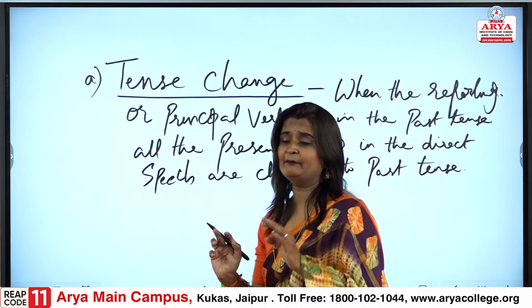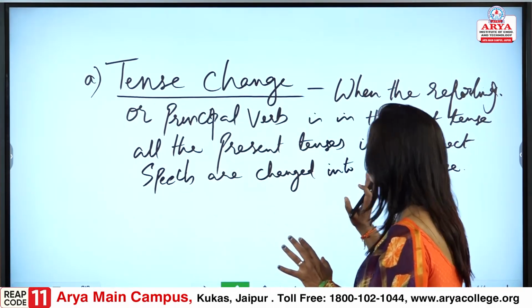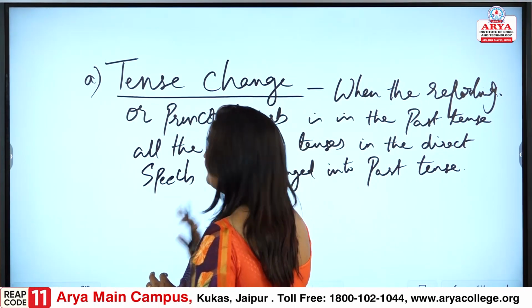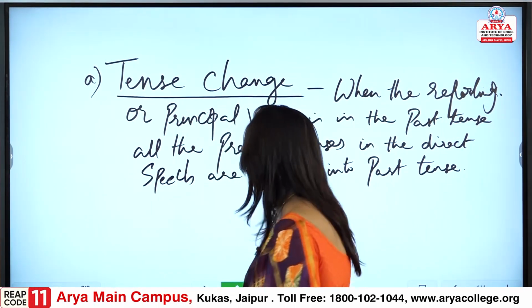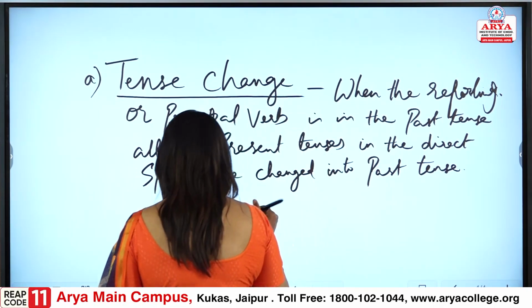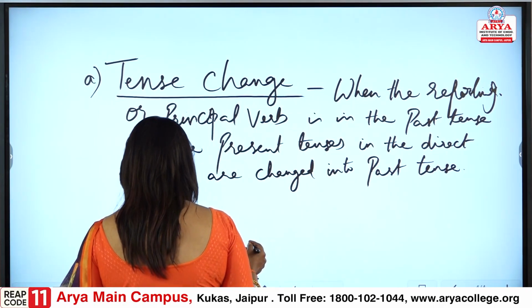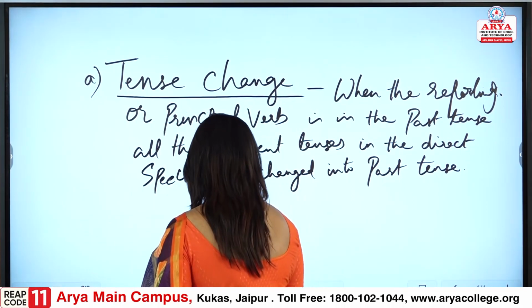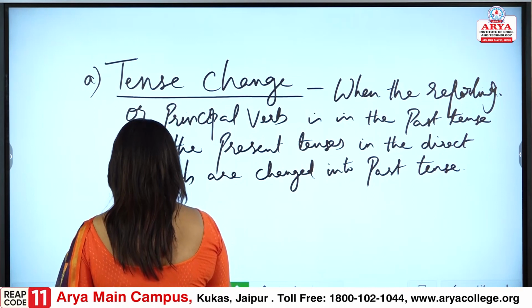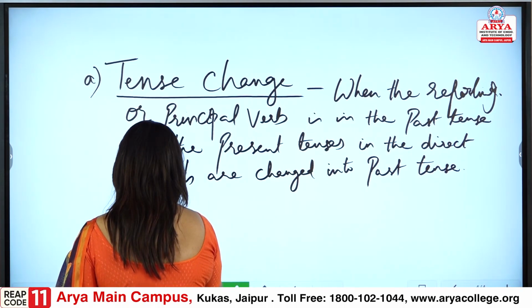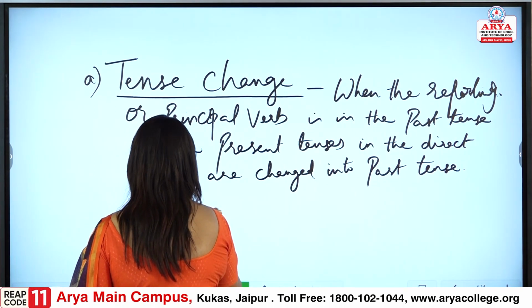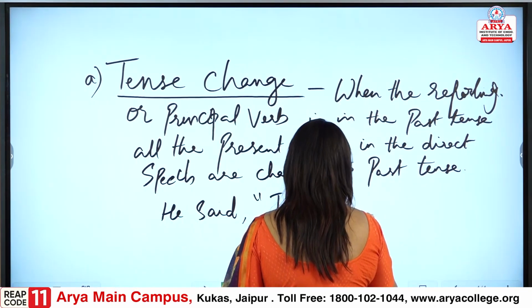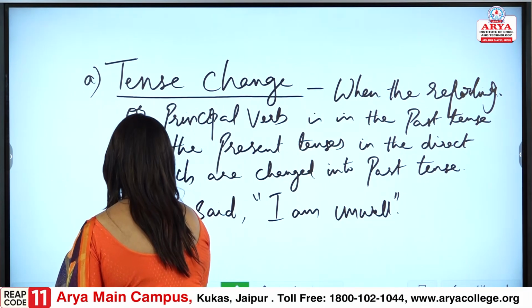So, we need to remember one first and foremost important point when reporting the principal verb. Let me first give an example so that our understanding becomes easier, or let us understand with more examples. First, let me give one example for present and past that we are talking about. He said, I am unwell. This is direct speech.